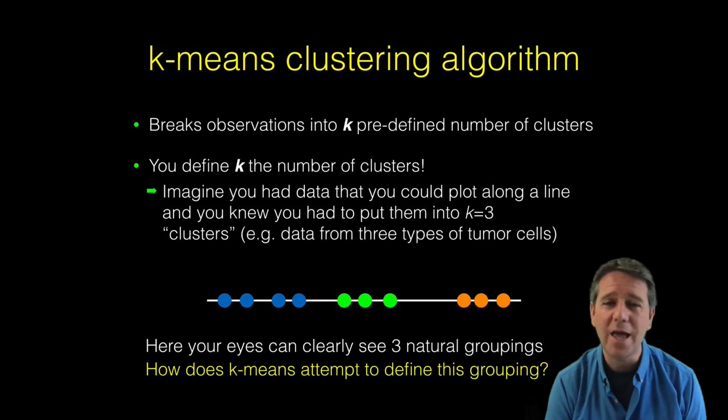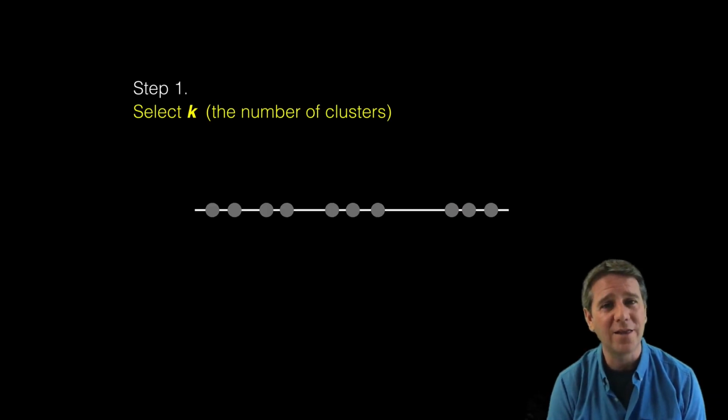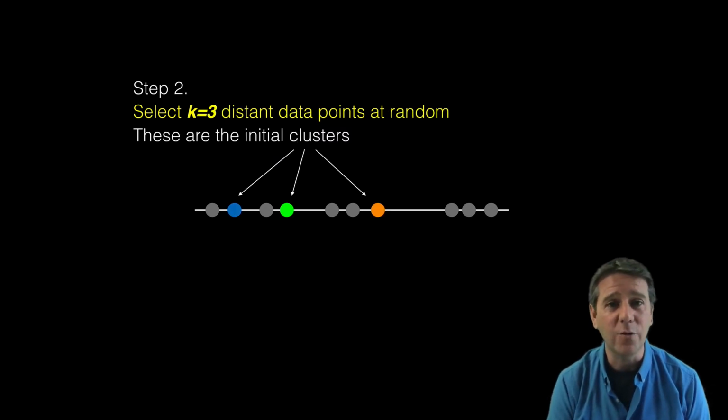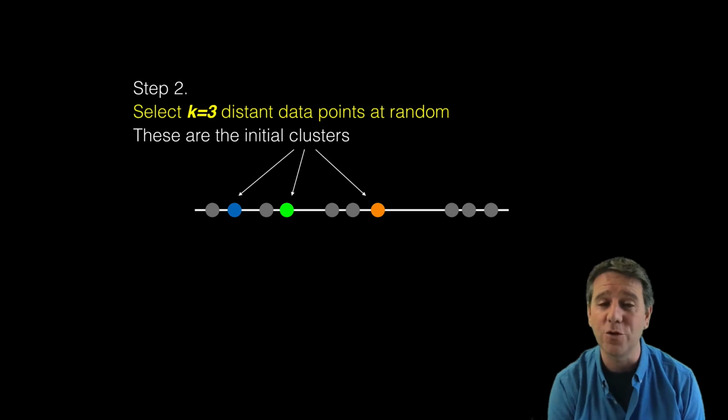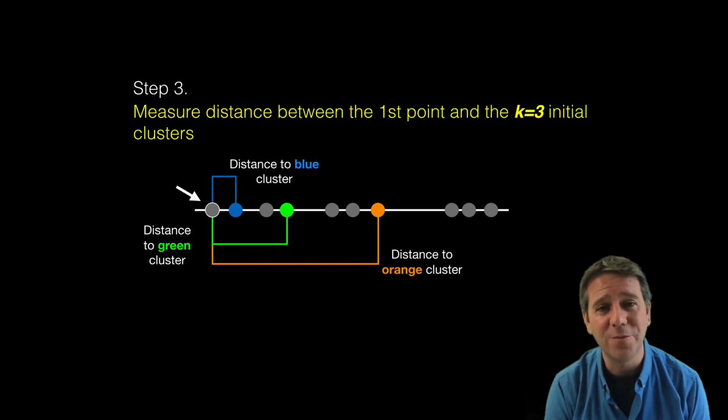So how does K-means attempt to define this grouping? Let's look at the steps as we go through. So the first step is you tell K-means the number of clusters. You tell it k. We say k equals 3. So we pick, or K-means picks, 3 distant data points at random and uses these as the initial clusters here. And again, I'm showing these with 3 distinct colors here on the graphic behind me.